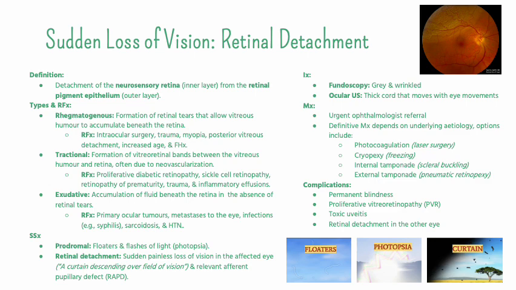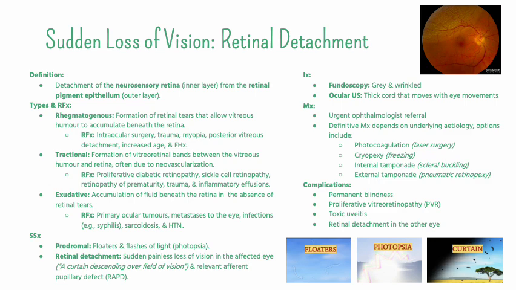Non-rhegmatogenous retinal detachment includes tractional and exudative retinal detachment. In tractional retinal detachment, there is a progressive fibrovascular proliferation and contraction, which in doing so splits the vitreous humor and the retina, causing the detachment. The risk factors are retinopathy of prematurity, in which there is an abnormal growth of blood vessels over the retina in premature babies, proliferative diabetic retinopathy, sickle cell retinopathy, trauma, and inflammatory effusions.